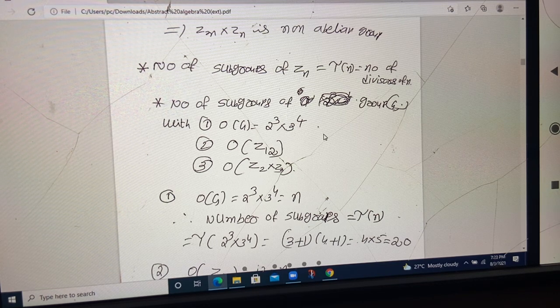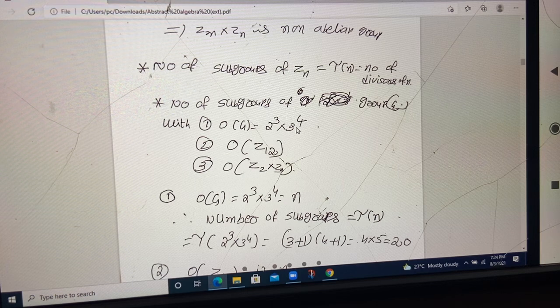The order of G is 2 cube into 3 power 4, which is n. The number of subgroups is equal to tau(n), that is tau of 2 cube into 3 power 4. What is the formula? (3 plus 1) into (4 plus 1). So 20 subgroups are there for a group of this order. What is the order of the group? 8 into 81. That is the order of the group.